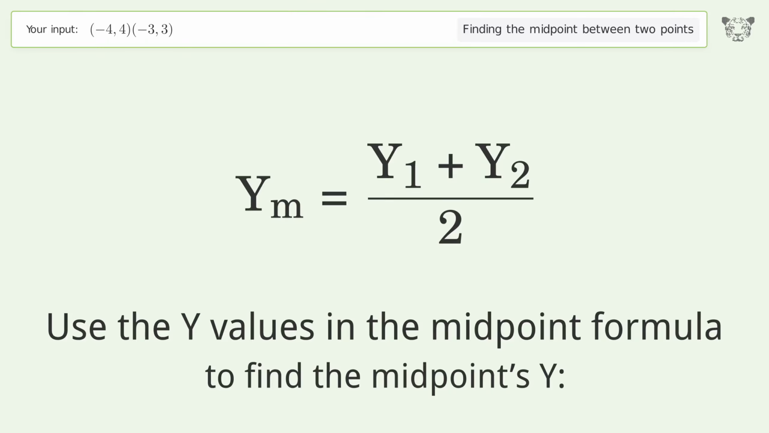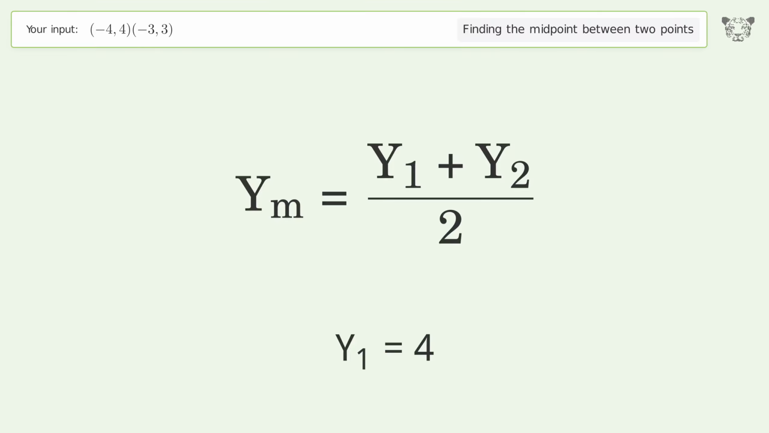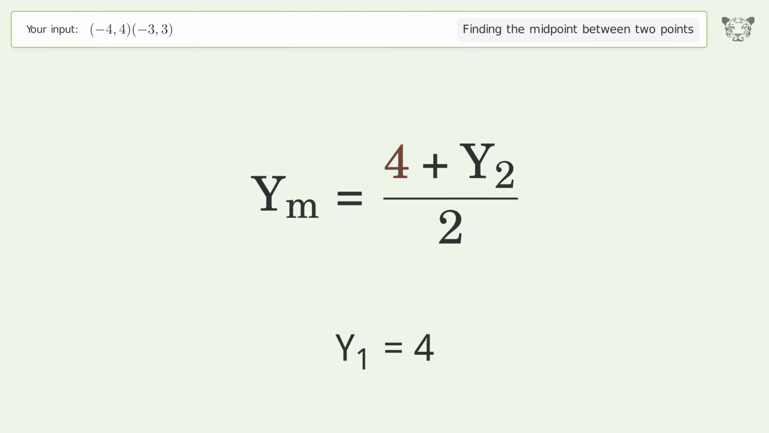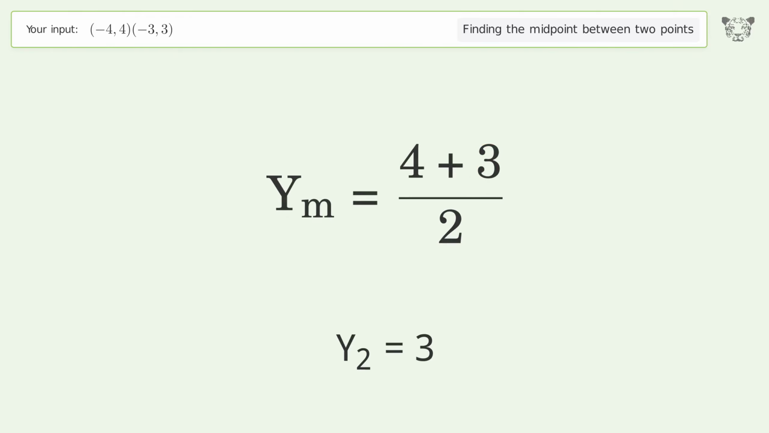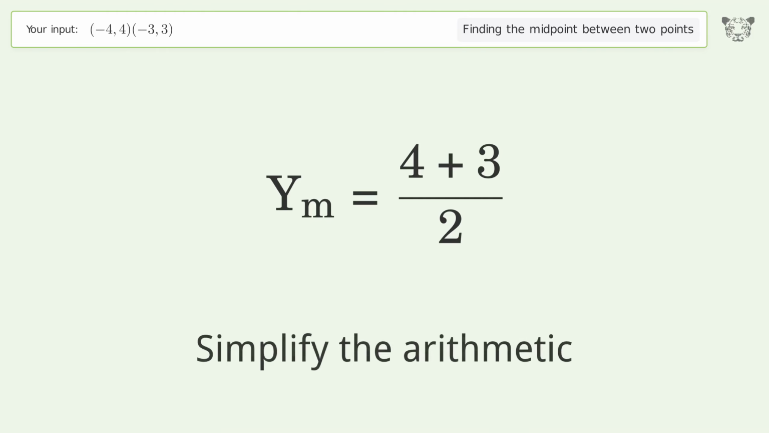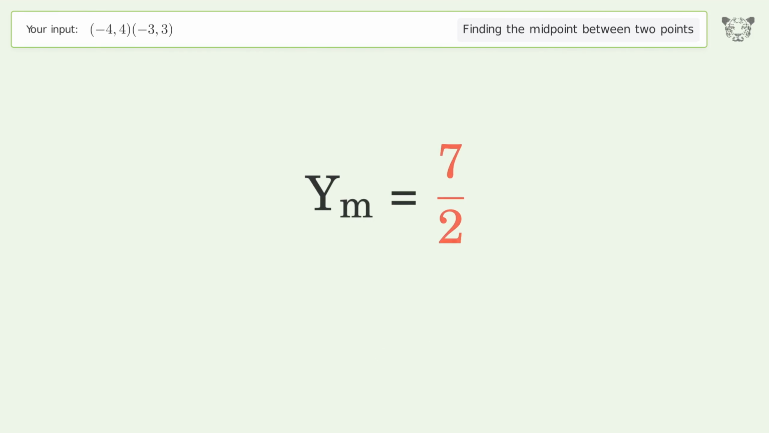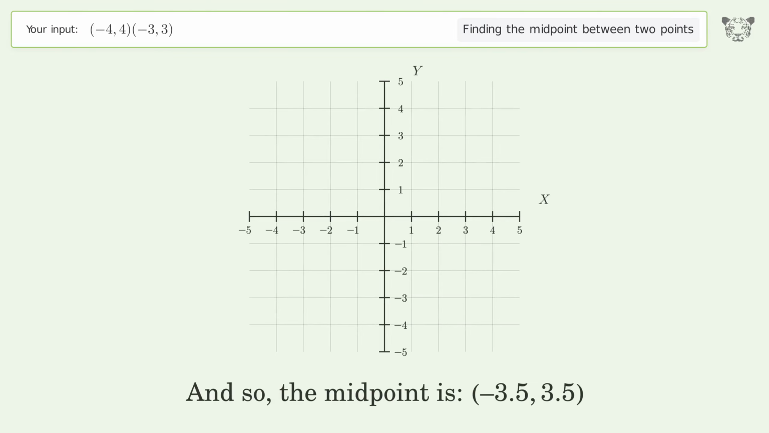Use the y values in the midpoint formula to find the midpoint's y. y1 equals 4. y2 equals 3. Simplify the arithmetic. And so, the midpoint is negative 3.5, 3.5.